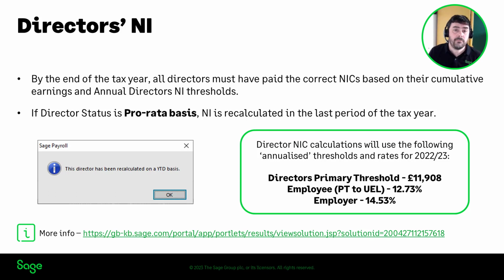Now, you don't need to worry about these numbers because the calculation will be done automatically based on the most up-to-date legislation. But the primary threshold for directors for this tax year is £11,908. The employees' percentage for their main contribution above the primary threshold is 12.73%, and the employer contribution on earnings above the secondary threshold is 14.53%. And those are the values that come out over the full year when you annualize the different changes that have occurred. So you can read more about how directors' national insurance works by following the link on the slide.